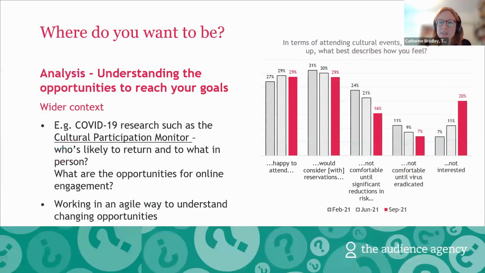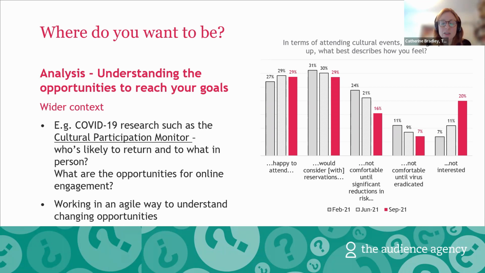And that wider context is particularly important right now in terms of understanding changed opportunities in light of the pandemic. So in addition to what your own audience analysis is telling you about change behaviour, a really wide range of national data is available, and that includes the Cultural Participation Monitor, a survey that's been operating in waves since autumn 2020, that samples the whole population and explores cultural engagement and intentions. The chart you can see here is an example from the research showing willingness to attend cultural events in person, and that's hardly increased between February and September this year.